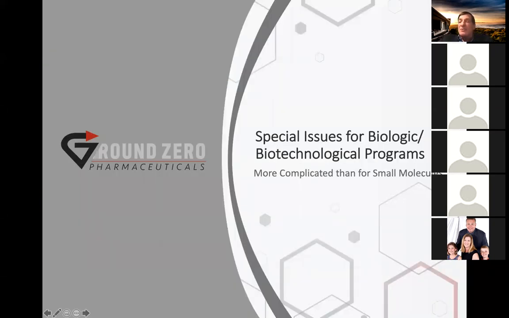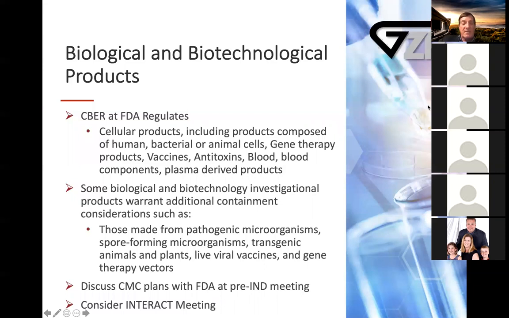Well, there are some special issues for biologic and biotechnological programs. The group at the FDA that reviews biological, biotechnological products is both CBER and CDER. CBER regulates cellular products, products composed of human, bacterial, animal cells, gene therapy products, vaccines, antitoxin, blood and blood components. CDER, Center for Drug Evaluation Research, actually evaluates small peptides and monoclonal antibodies. So it used to be that CBER had all of the biologics, and that's changed substantially since 2003, 2004. So you need to know where you're going to be placed.